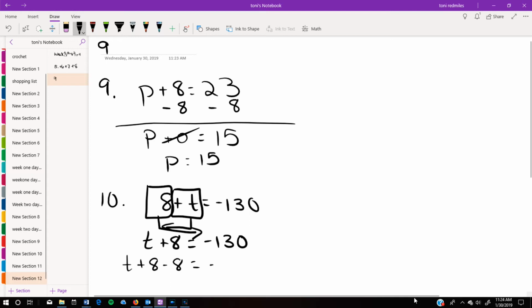Oh, I said I was going to do it vertically. Okay, so that is going to go to 0. It's going to give me t equals 138. I already see a mistake on my answer key. Give me a second, I want to fix it.